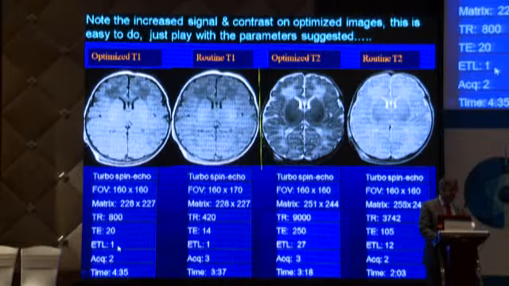I could have done that even better with this and decreased the time even more, but you can see how the sharpness increases. The signal to noise ratio increases. So it's very easy to do. If you use the correct coil, you use the correct TR, you'll get beautiful images.